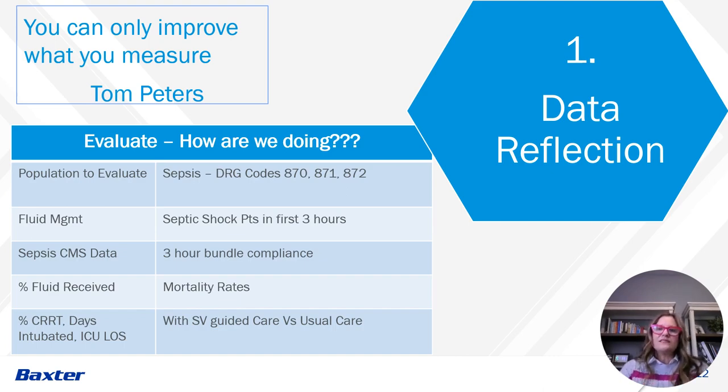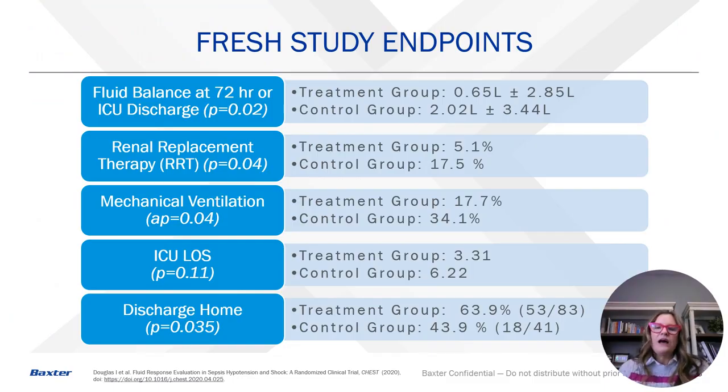So remember back to the FRESH study that has already been talked about. I think it's important for us to look at those with your stroke volume guided care patients versus your non-stroke volume guided care patients. And you should be able to see that your fluid balance should be different, as well as your renal replacement therapy should be less in that stroke volume guided care, as well as mechanical ventilation less in that stroke volume guided care, length of stay in the ICU less in the stroke volume guided care, and then hopefully an increase in discharge home in your stroke volume guided care patient subgroup.